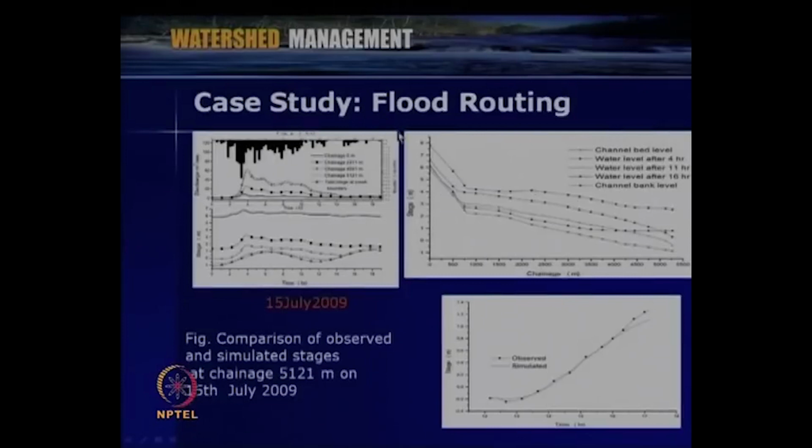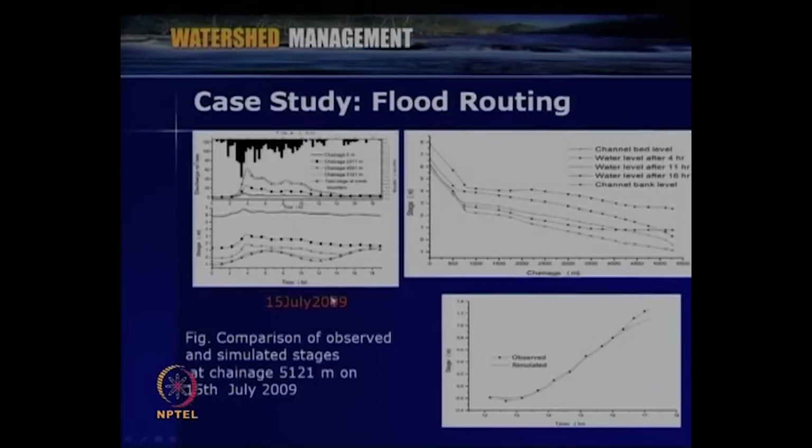Then the model was run again for this area for another rainfall, of 15th July 2009. The rainfall pattern is shown here, and then the stage variation in the channel with respect to the chainage from the beginning to the creek end is shown here. You can see this is the channel bank level, so there is no flooding. Here we did some measurement of the flow depth with respect to time, so we have compared our model results, observed and simulated.